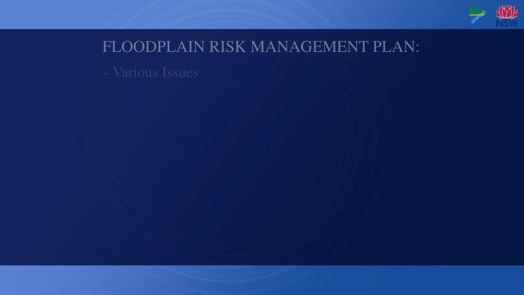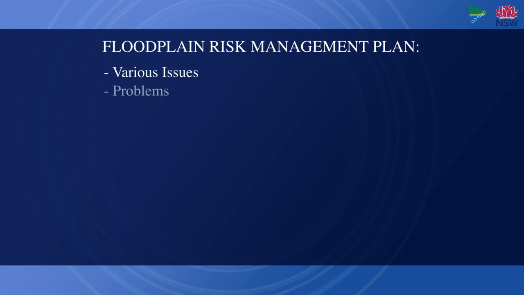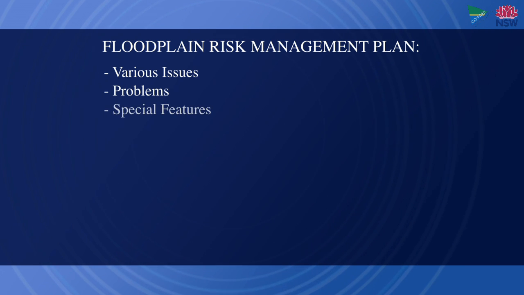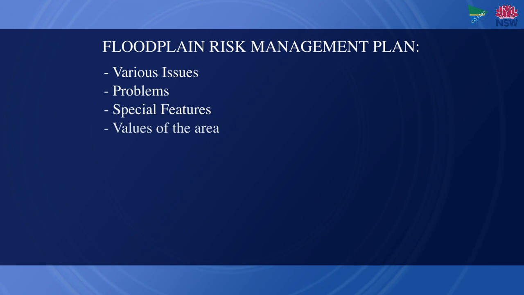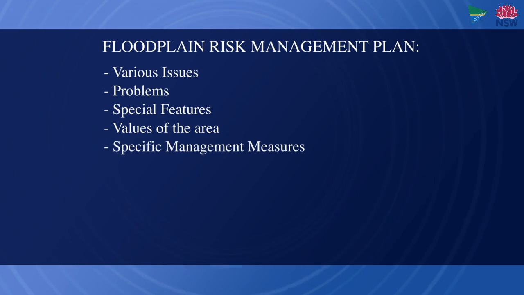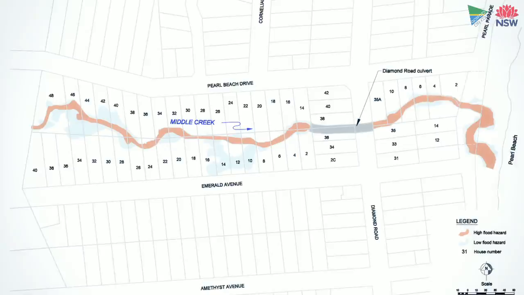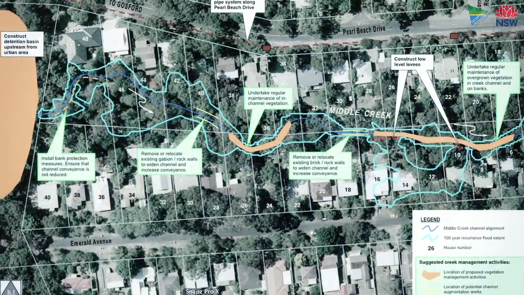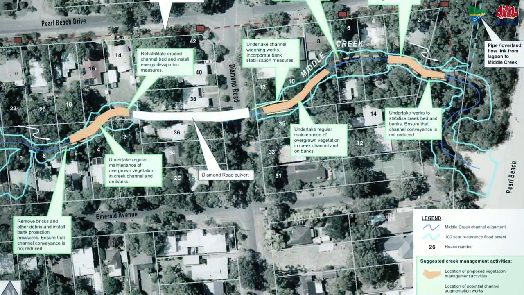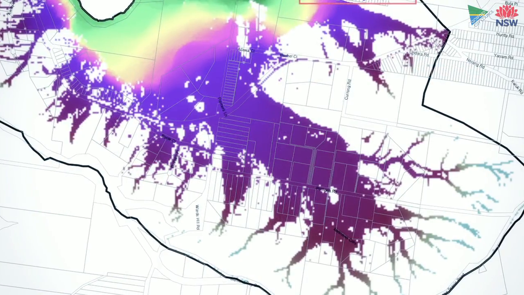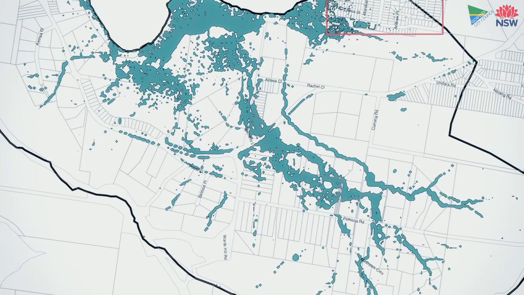It describes and discusses the various issues, problems, special features and values of the area, along with specific management measures. It includes information describing how flood risk in specific areas is to be managed to achieve objectives in both written and diagrammatic form, and with appropriate flood mapping.